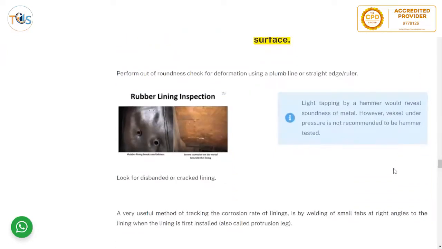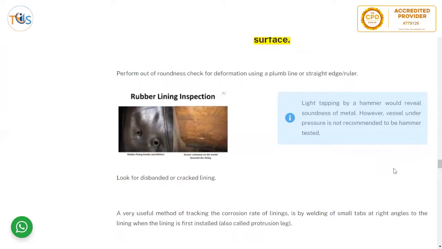Perform an out of roundness check for deformation using a plumb line or straight edge. Light tapping by hammer would reveal the soundness of the metal. However, please remember that a vessel under pressure is not recommended to be hammer tested, because it is already under pressure and might break. So this can be a potential exam question.